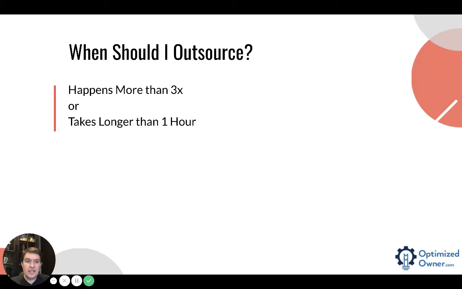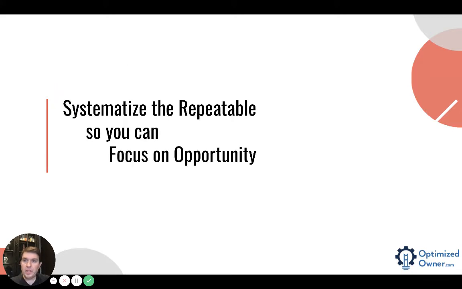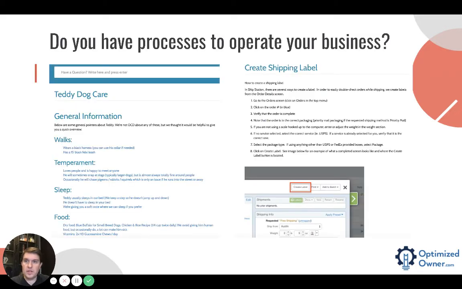And likely, it's better to do it once and figure out the best way to pass it off to someone else than to just handle it yourself on an ongoing basis. What we want to do is systematize the repeatable so you can focus on opportunity. Because opportunity is one of those things that comes around when you have time and are able to schedule it in, but doesn't happen when you're overscheduled, stressed, and can't manage the basics of operations.